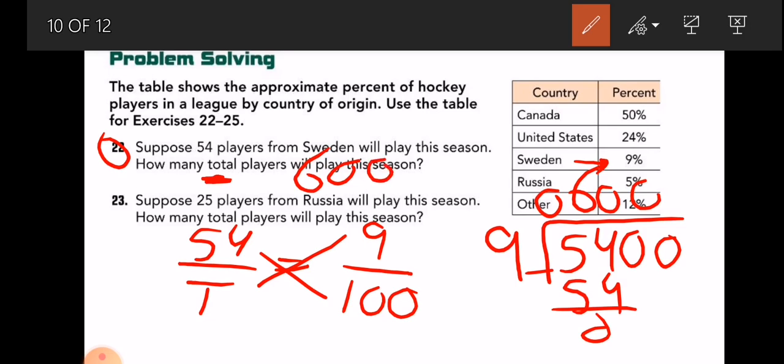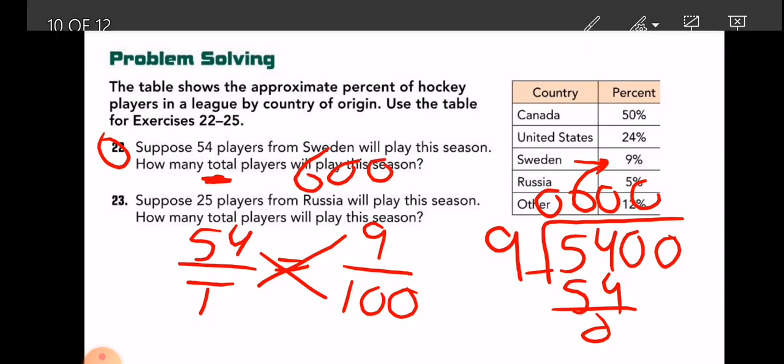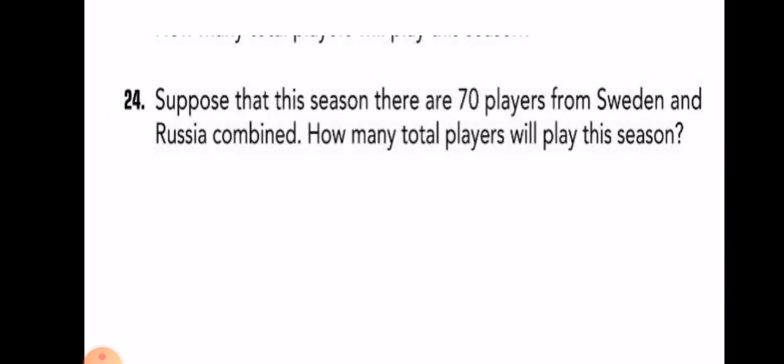600 players. Let's see another question. Number 24, it's related to the same table, so we will refer to the information in the table. Suppose that this season there are 70 players from Sweden and Russia combined. How many total players will play this season? Here we're not talking about just one country, we have two countries, Sweden and Russia.